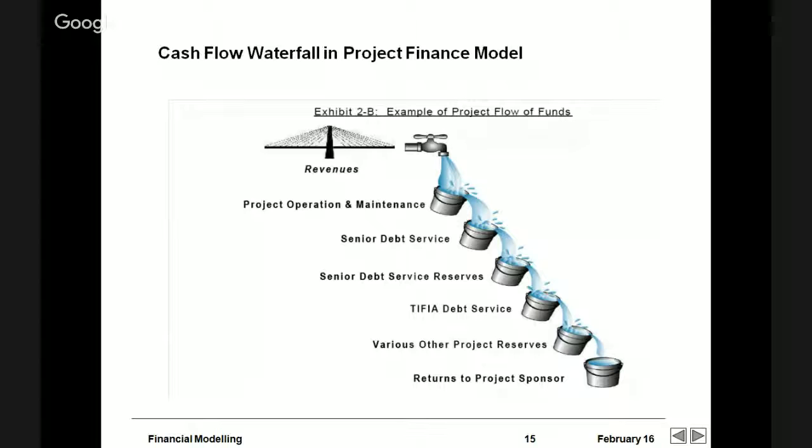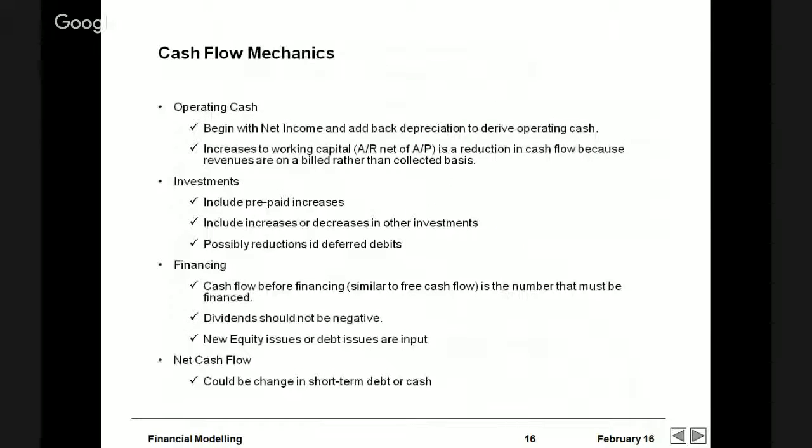Now, if I make it in a very simplistic way, what I'm looking at is that my first assumption in financial modeling is: what is the money I'm going to generate out of operation and maintenance? What is going to be my debt and my expenses on which I'm going to build it? And what are the levels in which I'm going to create reserves? And finally, what we are going to give back to the project sponsor or the venture capitalist. So the structure involves the following cash flow mechanics.